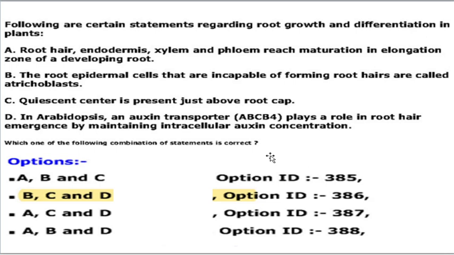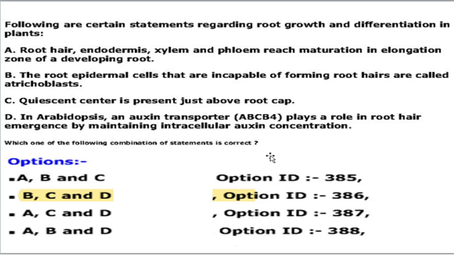If you ask me what is the function of this center, it is a hub of stem cells. Whenever the plant faces any kind of injury, from this center the stem cells will be provided, and the plant will regenerate its root apical meristem. Okay, so option C is also correct.